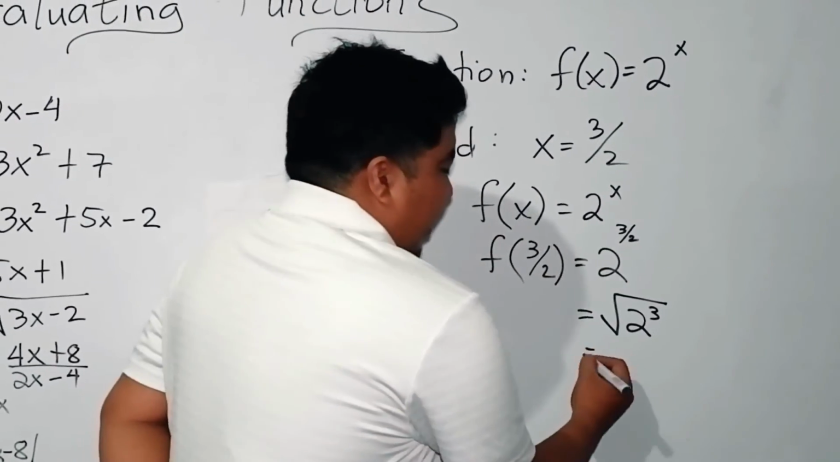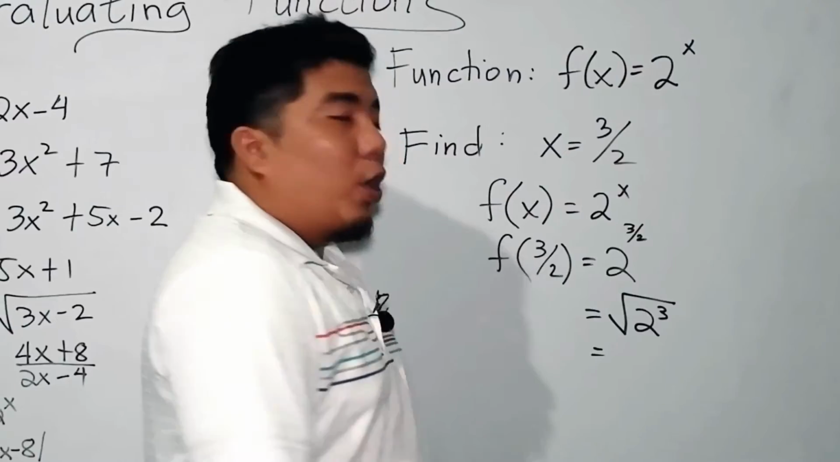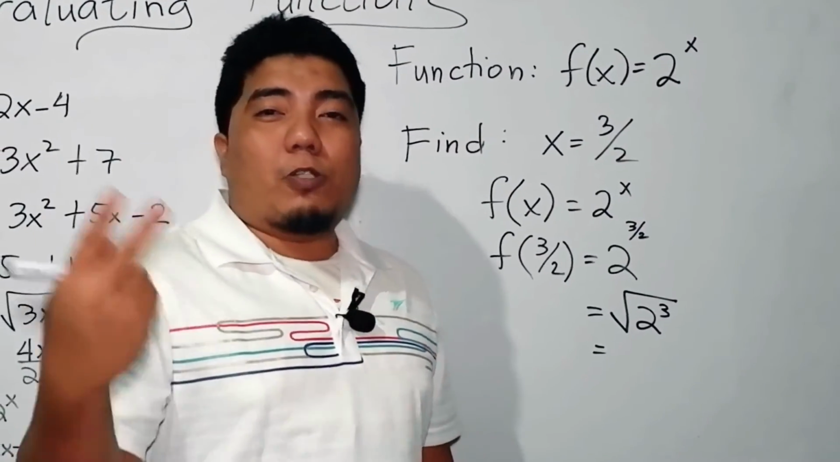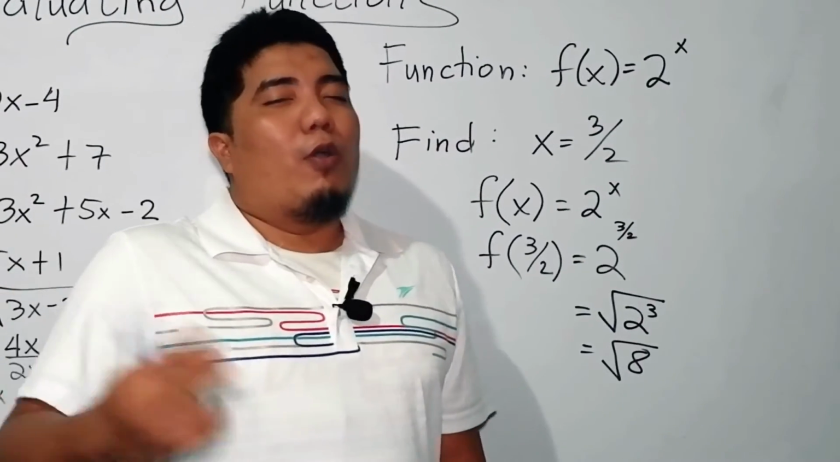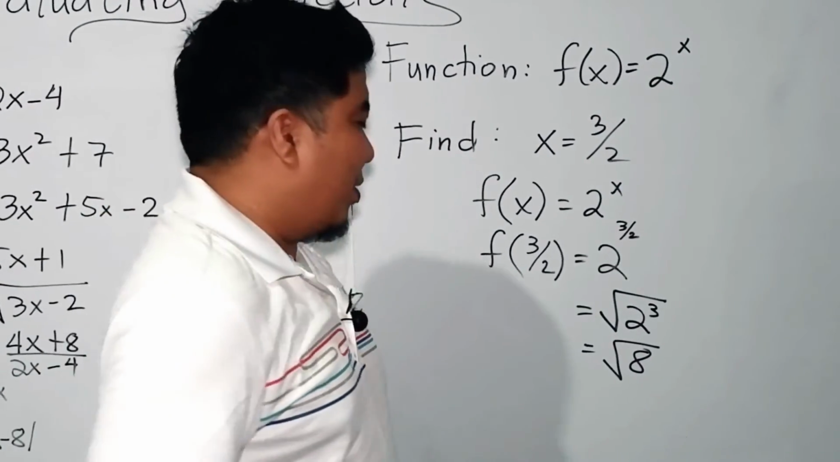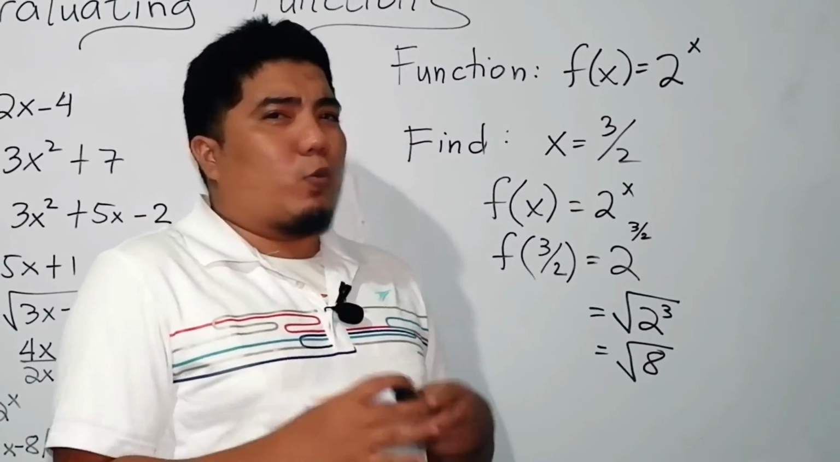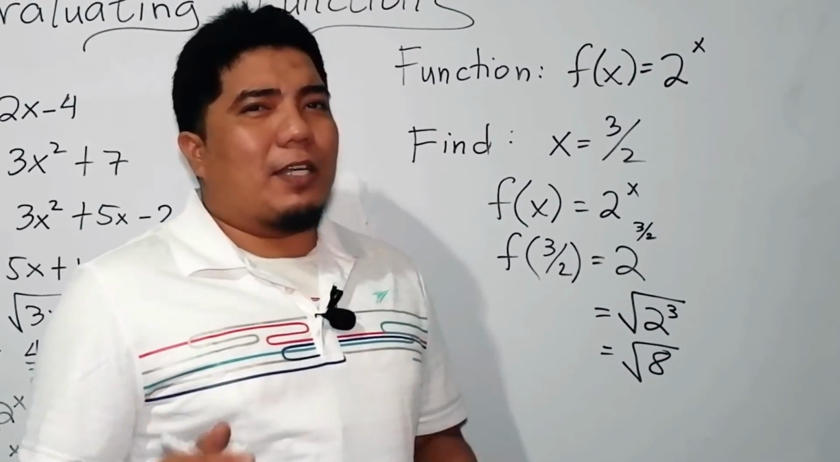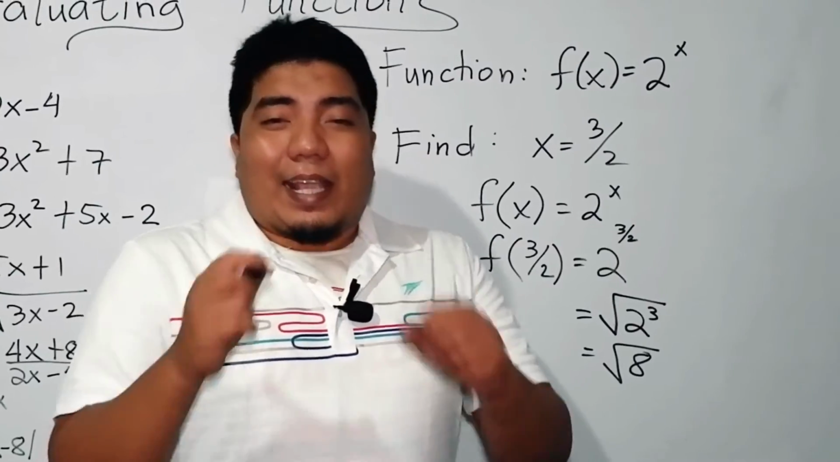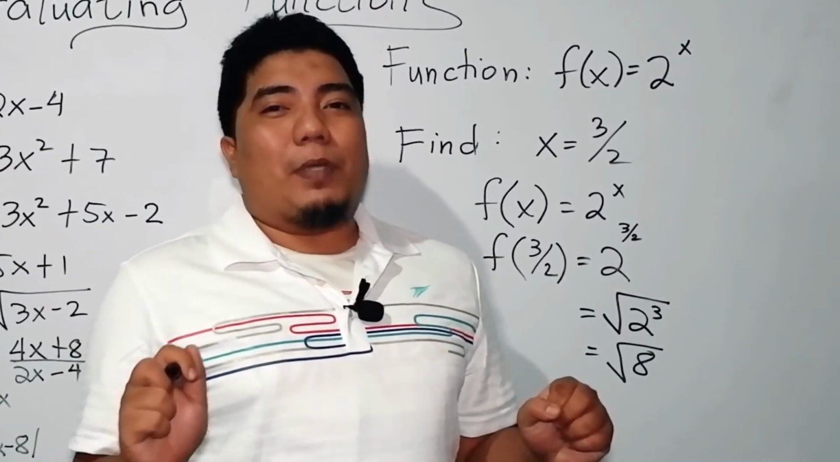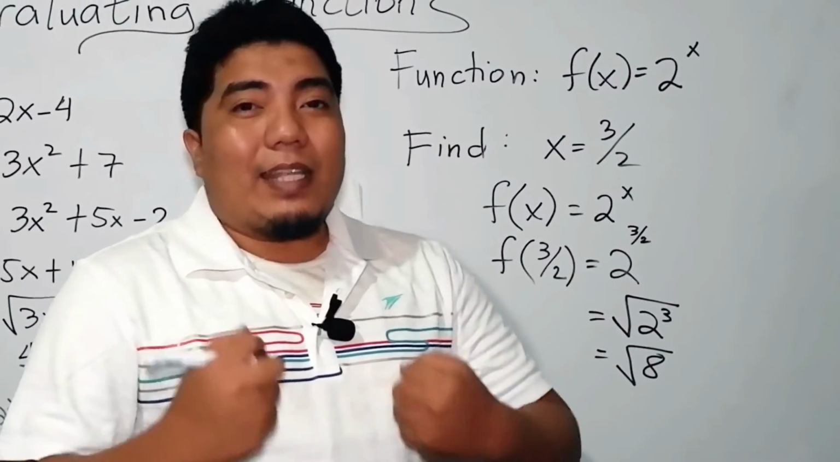Now, what is the simplification of the square root of 2 cubed? So, 2 cubed means 2 times 2 times 2, and the answer is 8. Because 2 times 2 is 4, times 2 is 8. Okay. Now, we have square root of 8. Question: is this our final answer? Not yet, my dear math learners. Because square root of 8 can still be broken down into pieces and can obtain its simplest form.